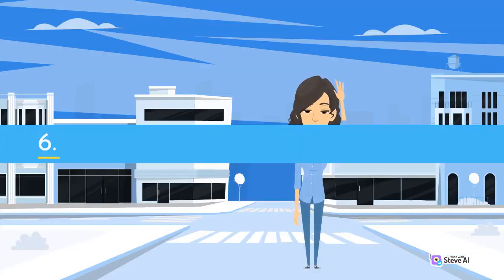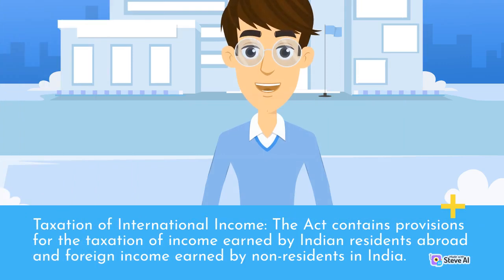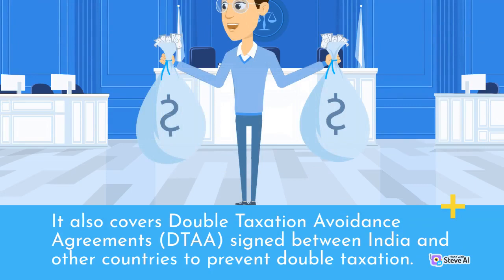6. Taxation of international income. The Act contains provisions for the taxation of income earned by Indian residents abroad and foreign income earned by non-residents in India. It also covers double taxation avoidance agreements, DTAA, signed between India and other countries to prevent double taxation.